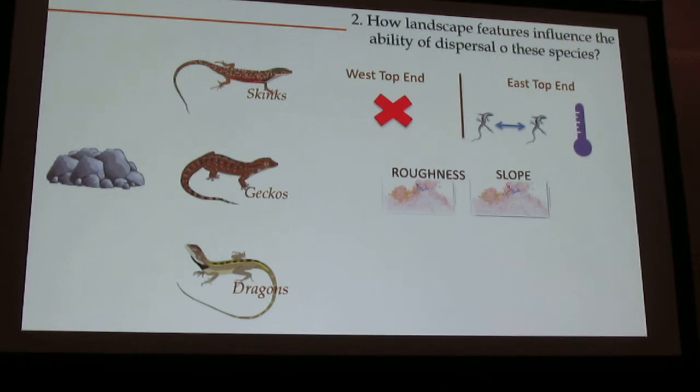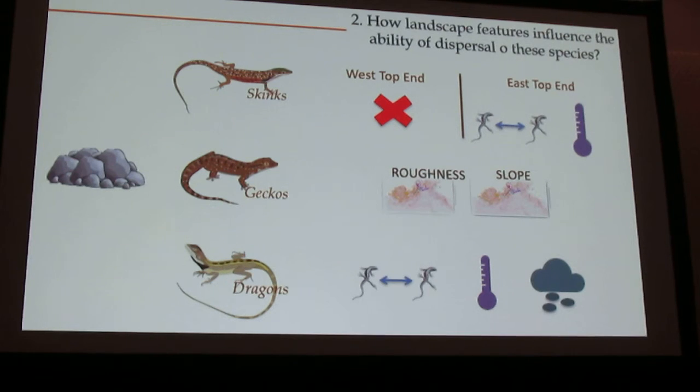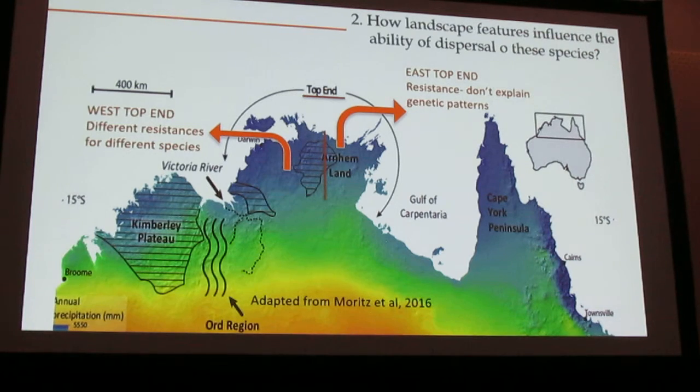For the geckos, the topography seems to be important again. And for dragons, it would be the Euclidean distance, temperature and precipitation. What I really want you to focus on is that for the habitat generalists, a few features can limit the dispersal, but not as many as for the specialist species. That was exactly what we were expecting. We can see this pattern where in the east Top End, the resistance models that we selected are not limiting the gene flow of species, while in the west Top End, different resistance models are explaining the gene flow of different species.